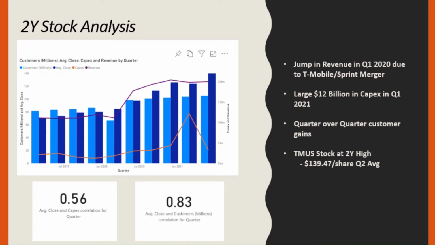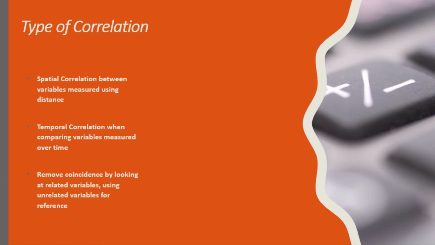On the next slide, I wanted to discuss the types of correlation. Obviously, the correlation that I used was a temporal correlation, which is comparing variables that are measured over time. We also can look at spatial correlation between variables that are measured using distance. An example of that might be the variability between T-Mobile locations or T-Mobile customers spread out over the continental United States.